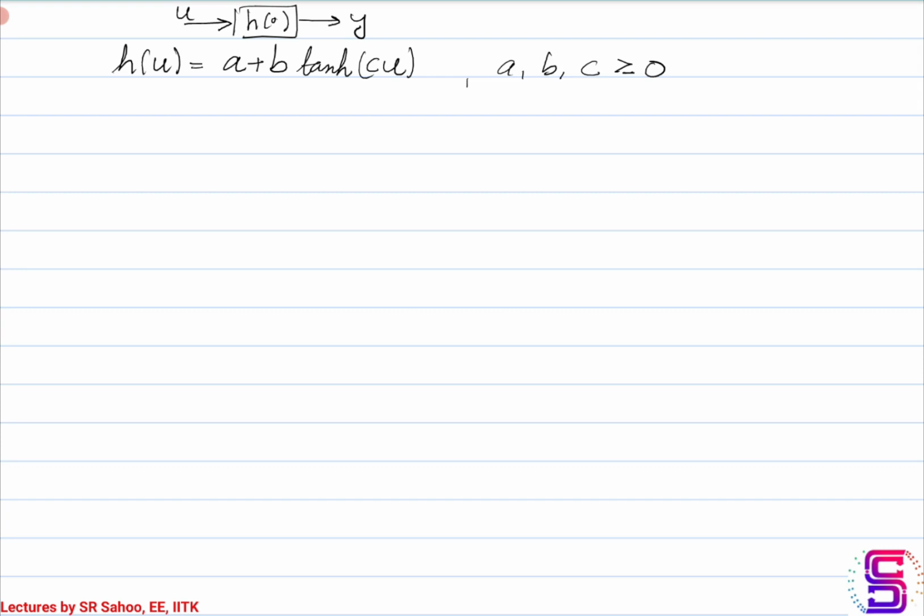In this example we are considering a one-dimensional system. The output is one-dimensional and the input is also one-dimensional, so it is a single input, single output system. From the definition, y is equal to H u.